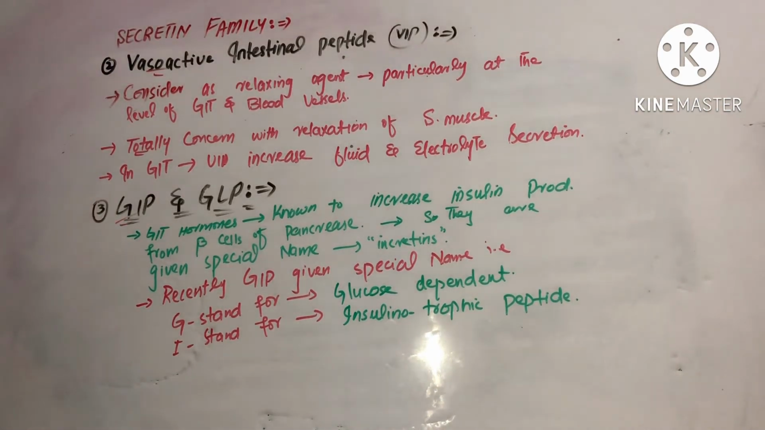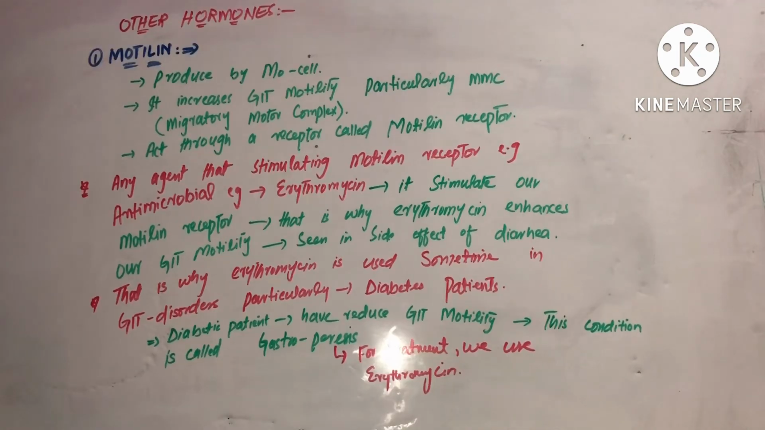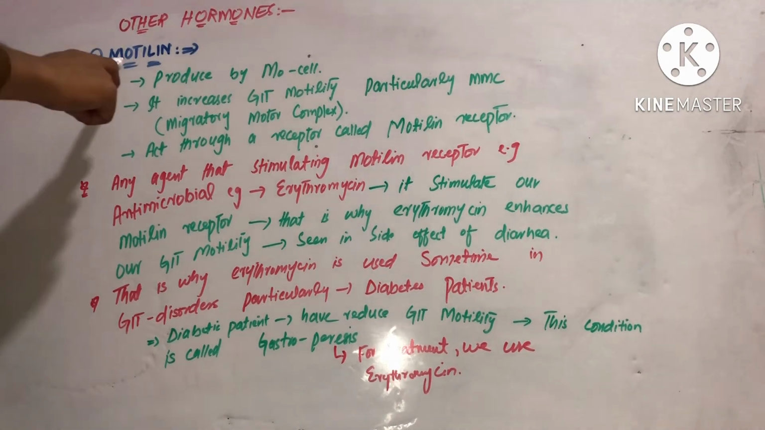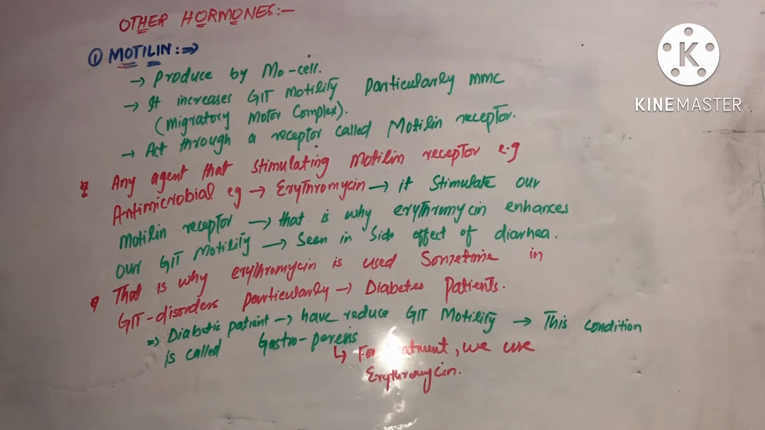it is dependent on glucose. And the I stands for insulinotropic peptide, because it increases the production of insulin from the beta cells of the pancreas. So now we have finished two families, the gastrin family and the secretin family. Now we come to our other hormones, and our first hormone is motilin. Motilin is produced by M0 cells.